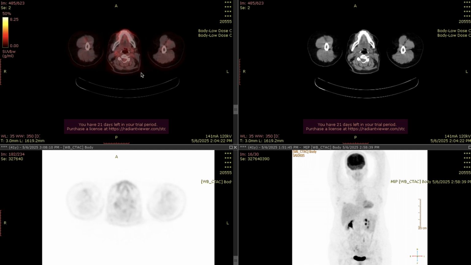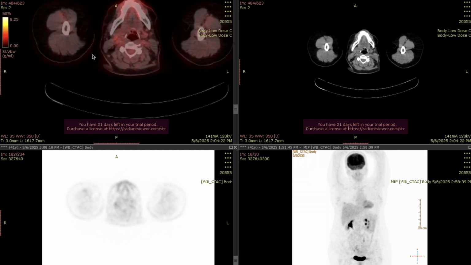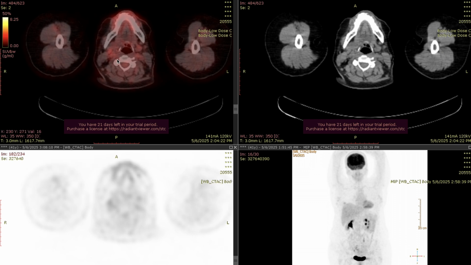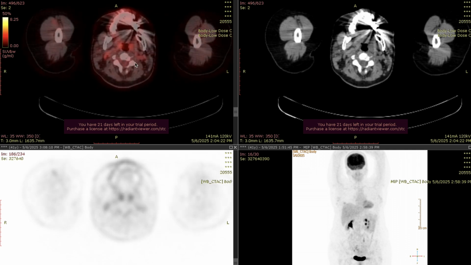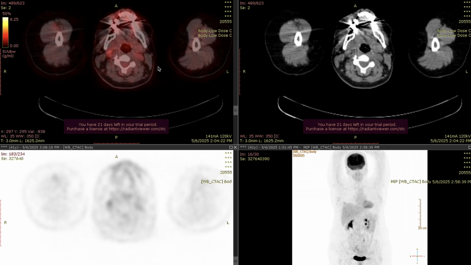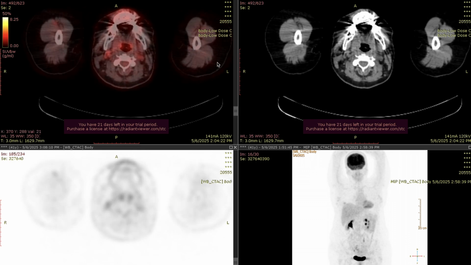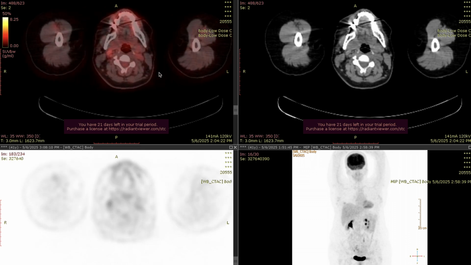As we see, there are a few mildly hypermetabolic foci. Mild hypermetabolic activity is good, it's better than moderate or intense hypermetabolic activity. The mild activity here is good. The cervical region is the first place that the metastasis will go to in papillary thyroid cancer. There are bilateral cervical lymph nodes, as we see, in level 3 of the neck.